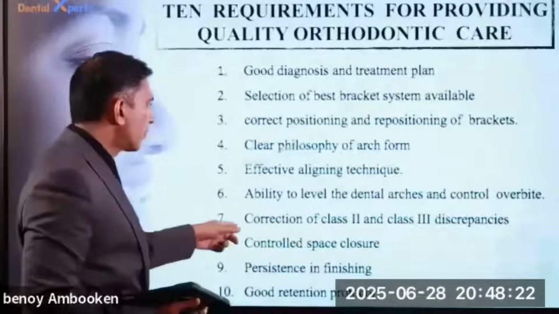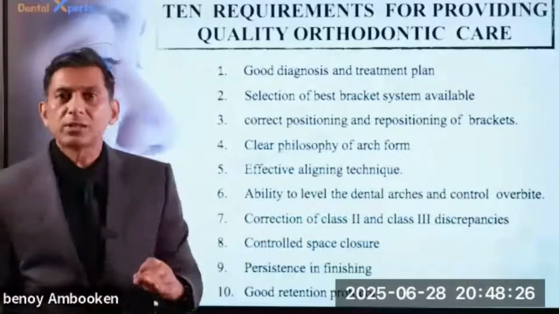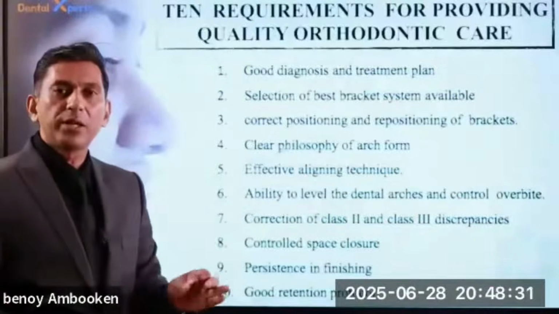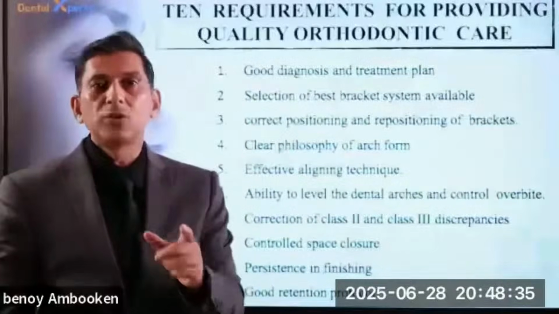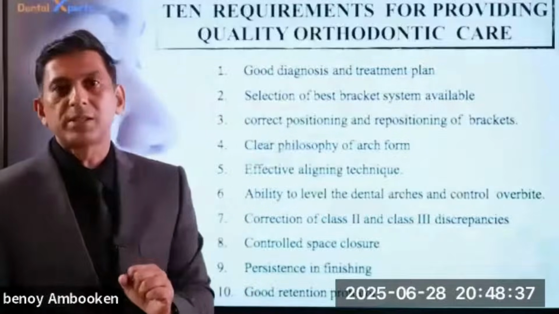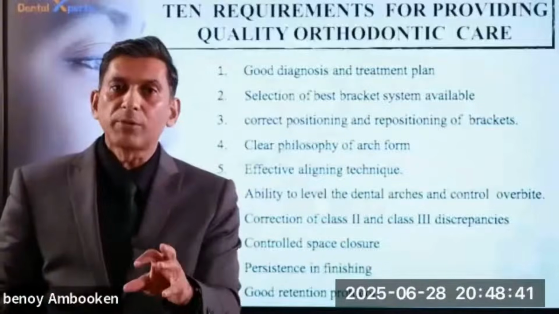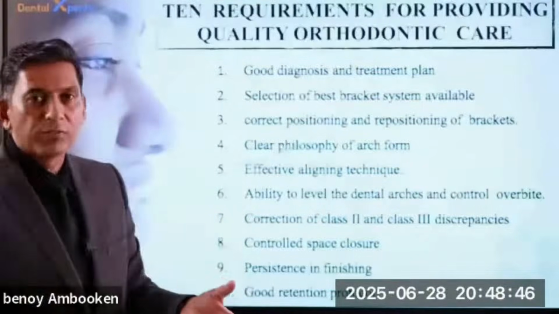And then correction of class 2 and class 3 discrepancy. I mentioned skeletal class 2 and class 3 should be corrected in the interceptive phase. Don't delay it, because if you delay it, thinking the patient is going to be ready for surgery, chances are very less. Then your only option is to compromise the case. That's called camouflage. That means because you didn't correct the skeletal problem, the patient has to suffer lifelong with that compromised result with fixed orthodontics.